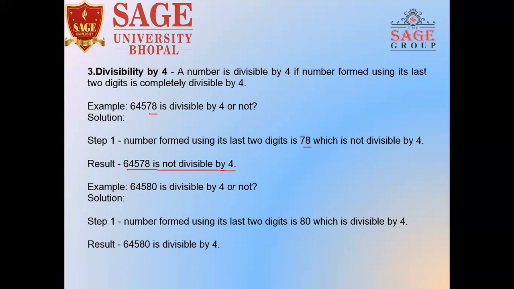Taking another example, is 64580 divisible by 4 or not? So again, considering the last two digits 80, if 80 is divided by 4, then your entire number is divisible by 4. And yes, 80 is easily divisible by 4, so your entire number is divisible by 4.